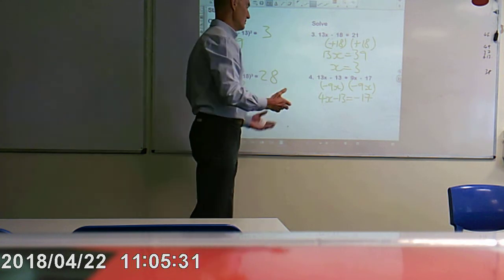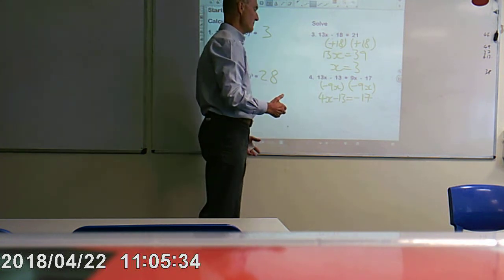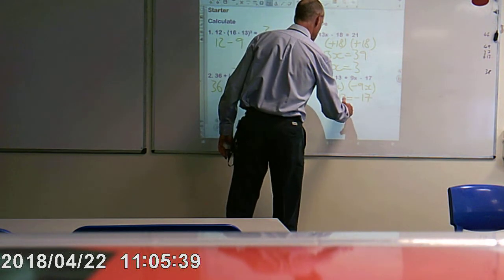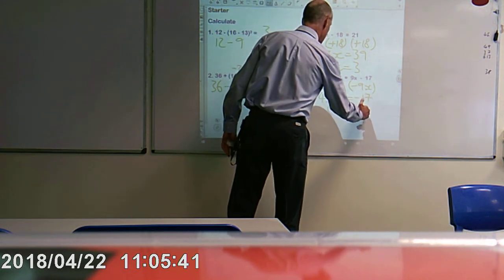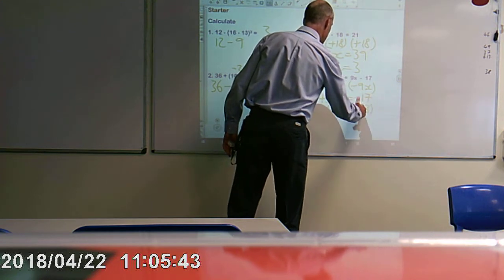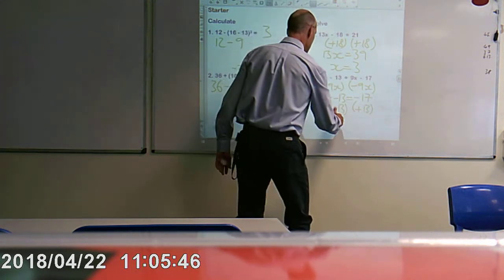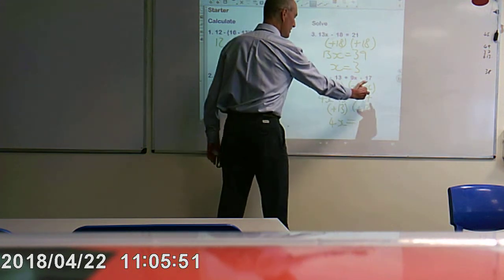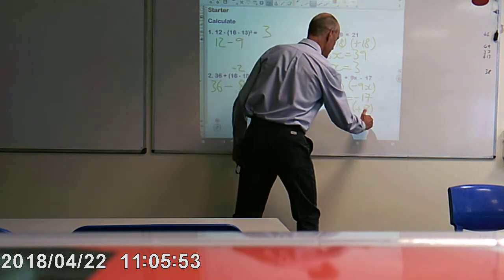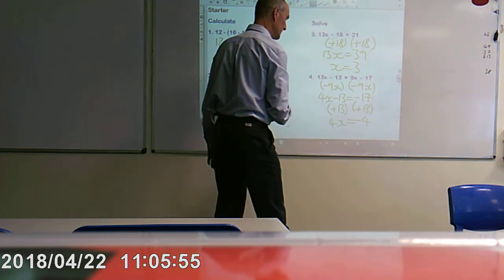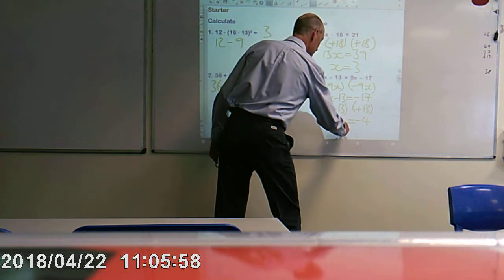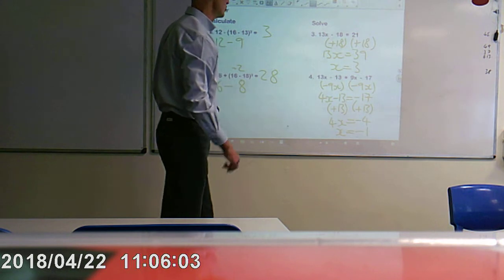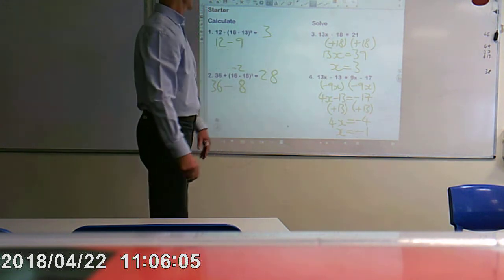So now we've got x's and numbers on the left hand side, we've got numbers on the right hand side. Let's get all our numbers onto the right hand side. So we add 13 to both sides. So now we've got 4x equals minus 17 added to 13. So that's negative 4. Divide both sides by 4 gives us x equals minus 1 as our solution. So that's our starter completed.